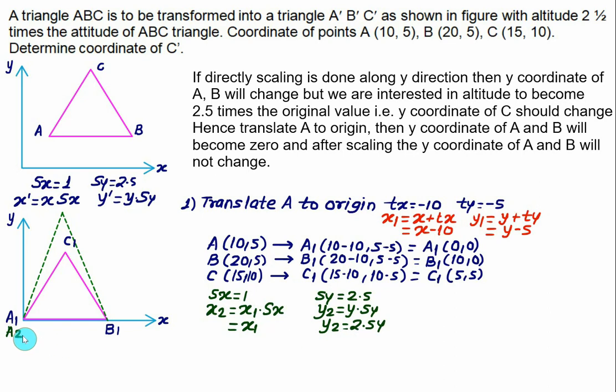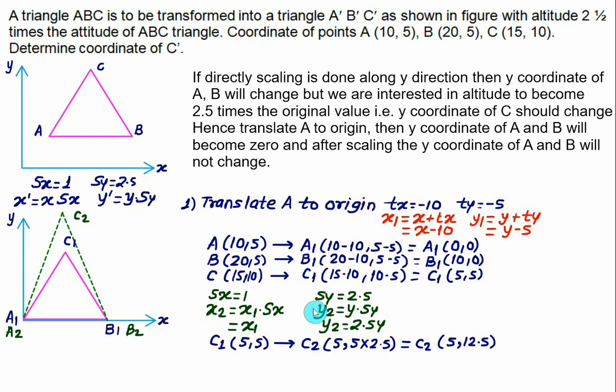But for a2 and b2, as we have shown here, the value of y2 will be equal to 0, so their coordinates will not change, and c will become c2. Since we are interested in the coordinate of c prime, we'll only calculate c2. First of all, we have c1 as 5, 5. Now it will become c2. x1 will be as it is, that is 5. y2 is 2.5 times y, which is 5 multiplied by 2.5. So c2 will become 5, and 5 into 2.5 is 12.5.